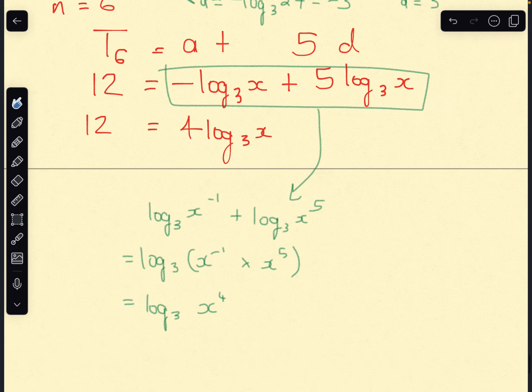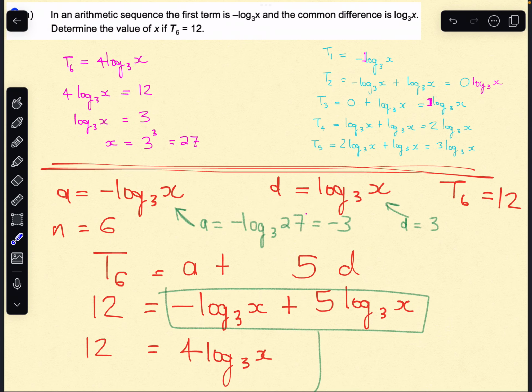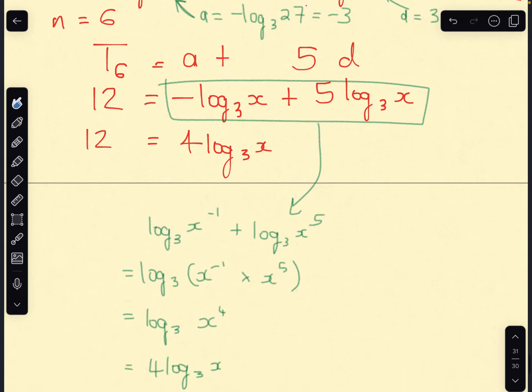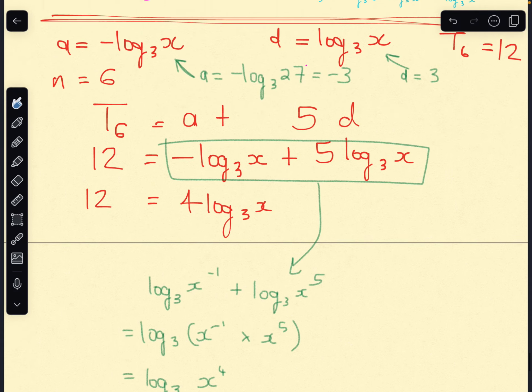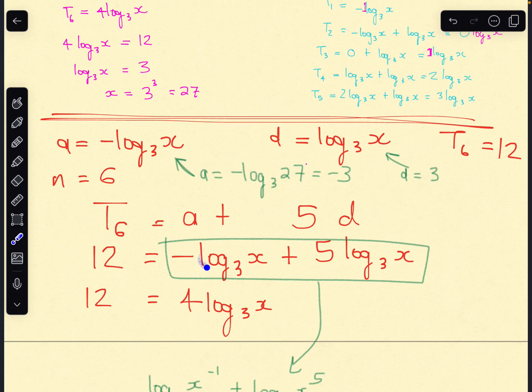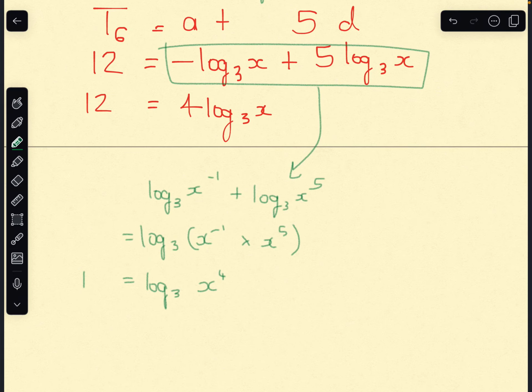Okay, and then from there, you can rewrite that as 4 log base 3 of x. So that would take you back to this equation. Or what they've done as well is they've kept it at this, and they've said, well, we know that this is equal to 12. So let's go ahead and solve. So we are saying 3 to the power of 12 is equal to x to the power of 4.